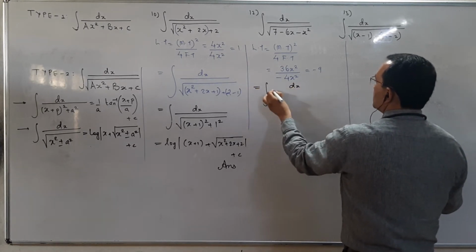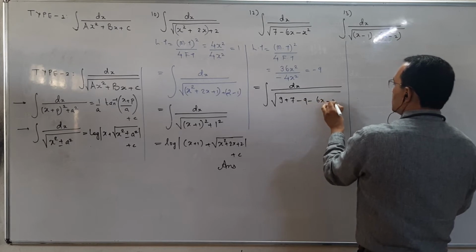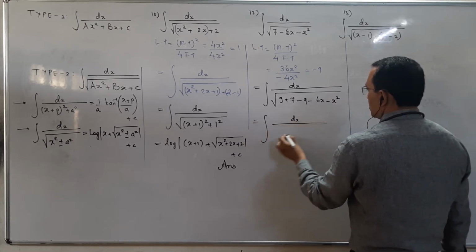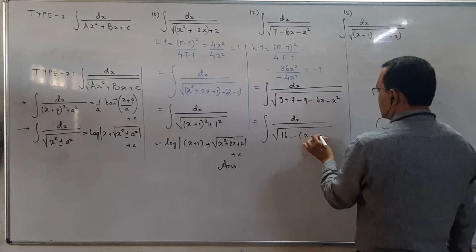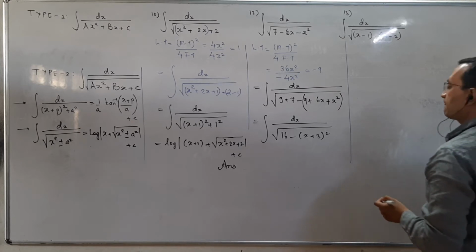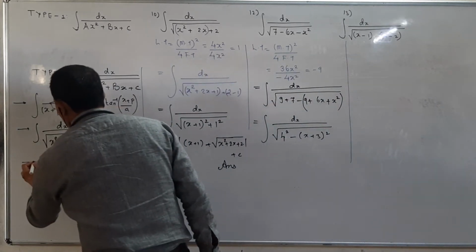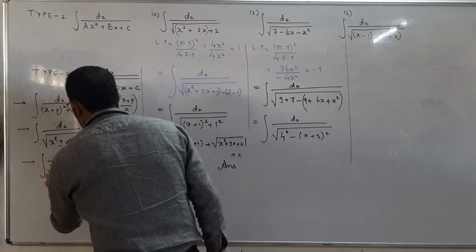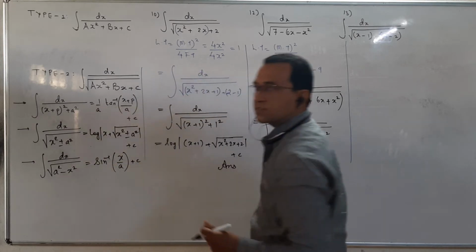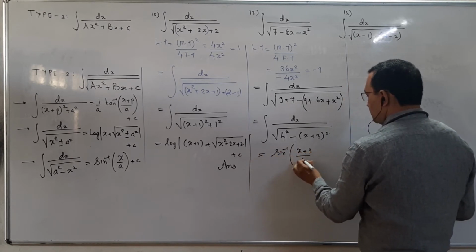So the integral becomes dx upon square root of 9 plus 7 minus 9 minus 6x minus x square. So this is equal to integration dx upon under root of 16 minus (x plus 3) the whole square. If I take minus sign common here, this terms will change to plus. And 16 is also written as 4 square. So here I am applying, students, the formula integration dx upon under root a square minus x square is sine inverse of x by a plus c. So this answer is nothing but sine inverse of (x plus 3) by 4 plus c.